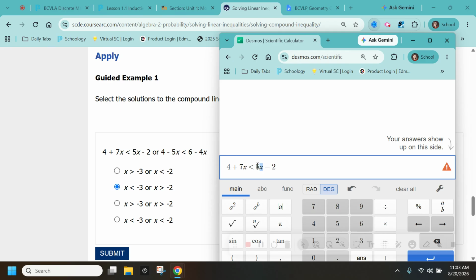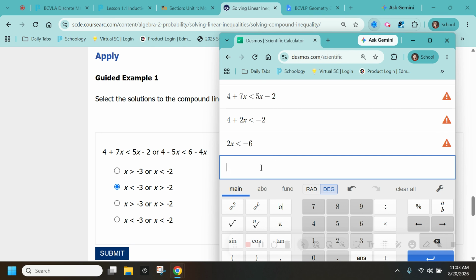I'm going to start always by moving this x term to the left, because notice that all of your answer options have the x on the left side of the inequality. So subtract 5x from both sides. 7x minus 5x leaves me with 2x, and I'm left with negative 2 on the right-hand side. Subtract 4 from both sides, and negative 2 minus 4 is negative 6. And then divide both sides by 2, and negative 6 divided by 2 is negative 3.